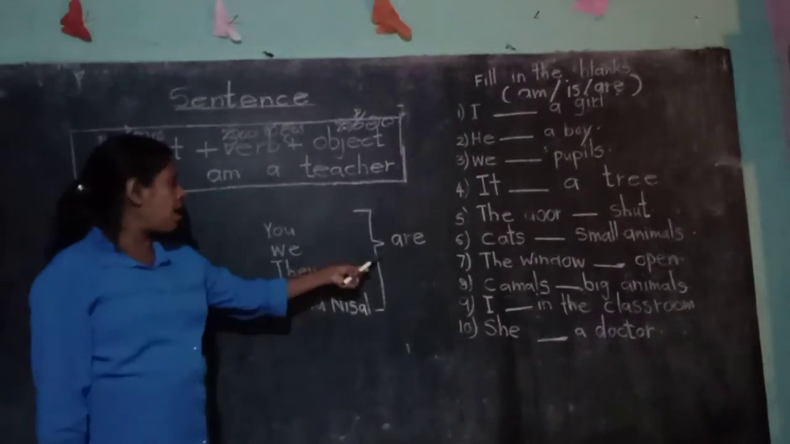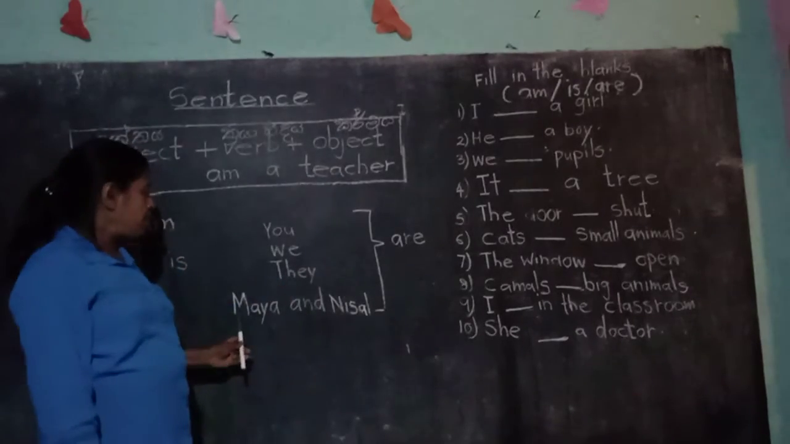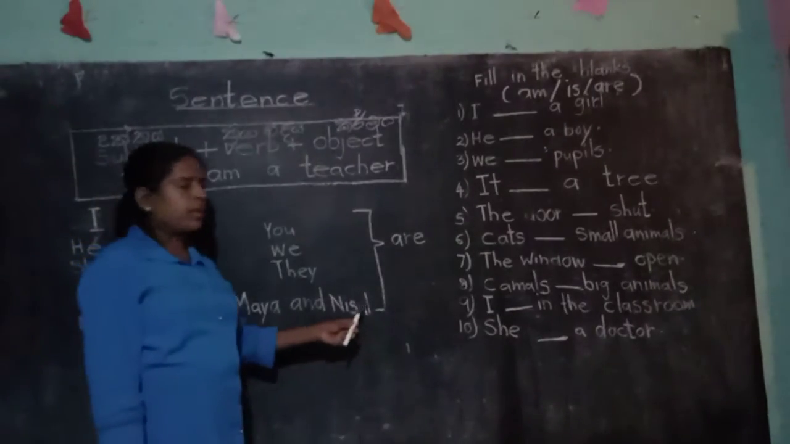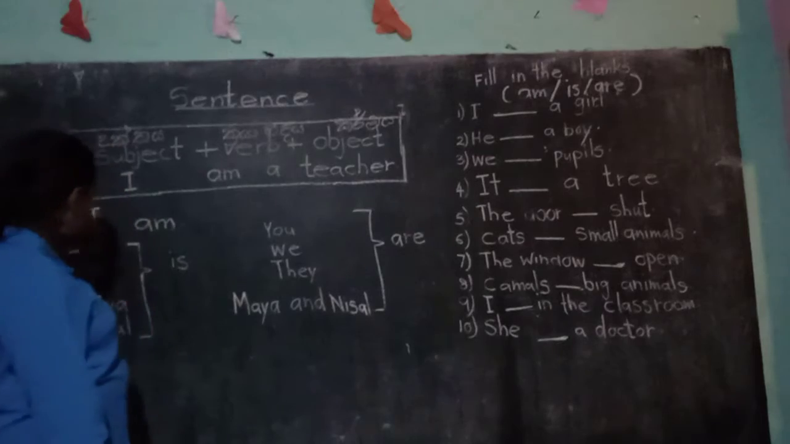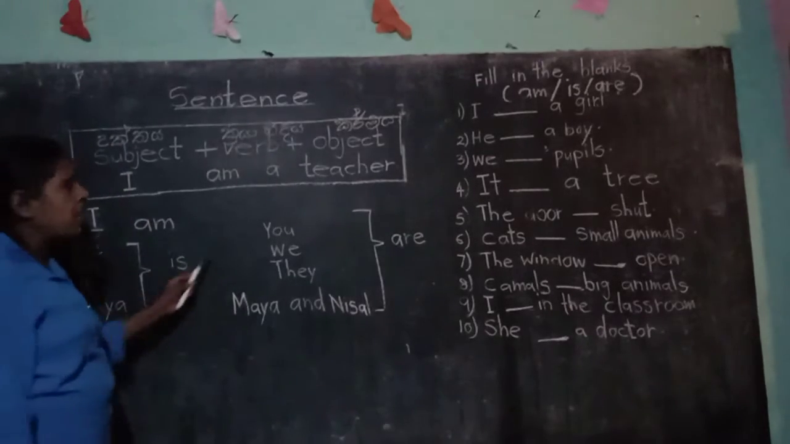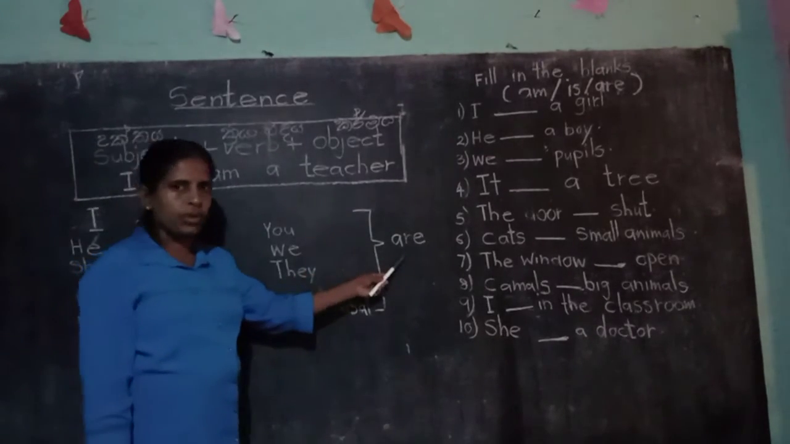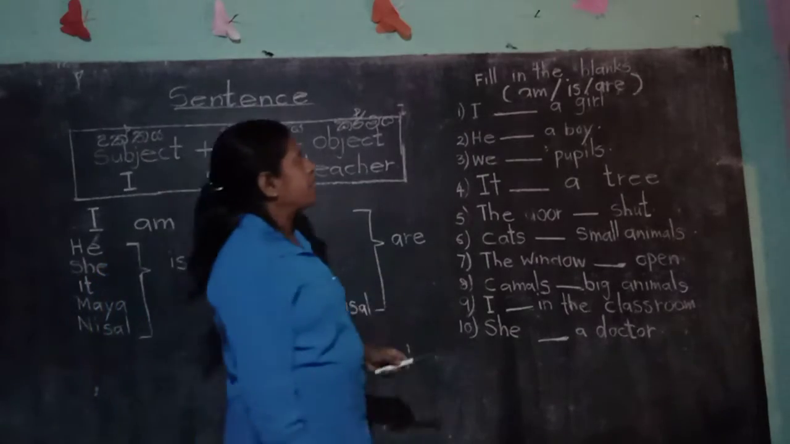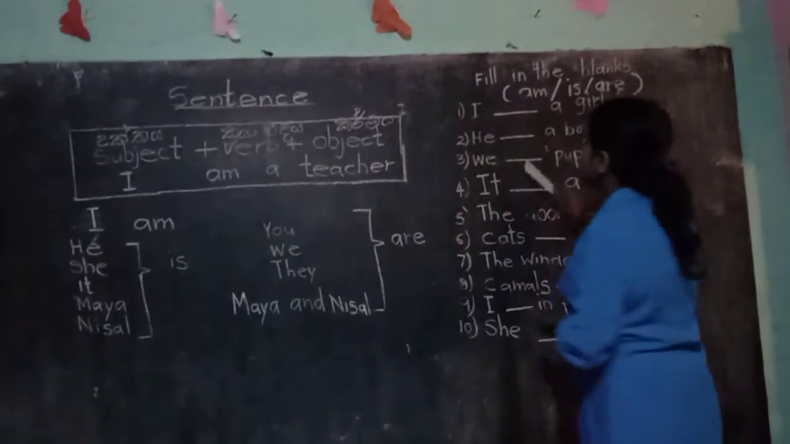You are, we are, they are. Maya and Nisal are. Singular we use is. Plural we use verb are. Right. Now we move to this one.